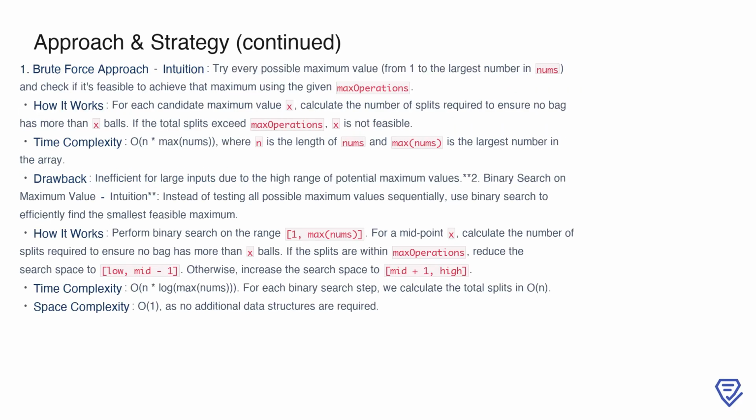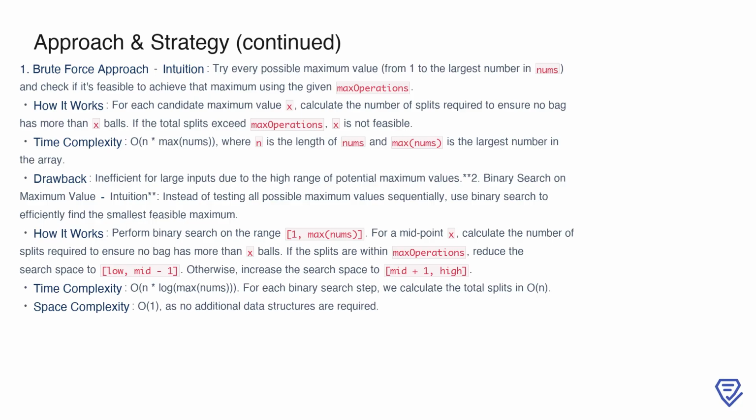One straightforward idea is the brute force approach. Here, the intuition is to try every possible maximum value for the bags, starting from 1 and going up to the largest number in the input array, nums. For each candidate maximum value, we calculate how many splits are needed to ensure no bag exceeds this value.